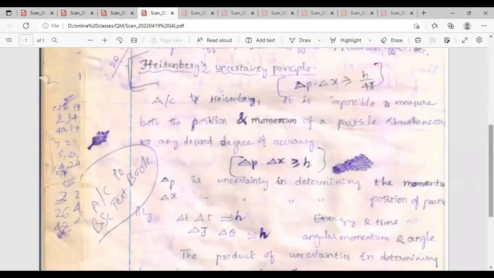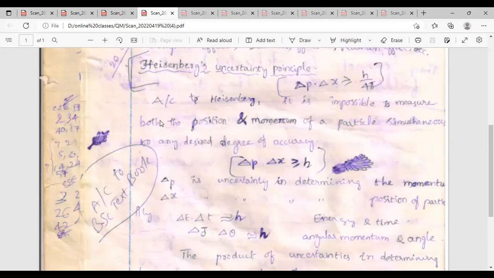Why? Because these are all subatomic particles. By the time you try to find out its position, its momentum would have changed. By the time you find out momentum, its position would have changed. That's why classical mechanics could not explain, because subatomic particles' behavior is entirely different compared to macroscopic objects.